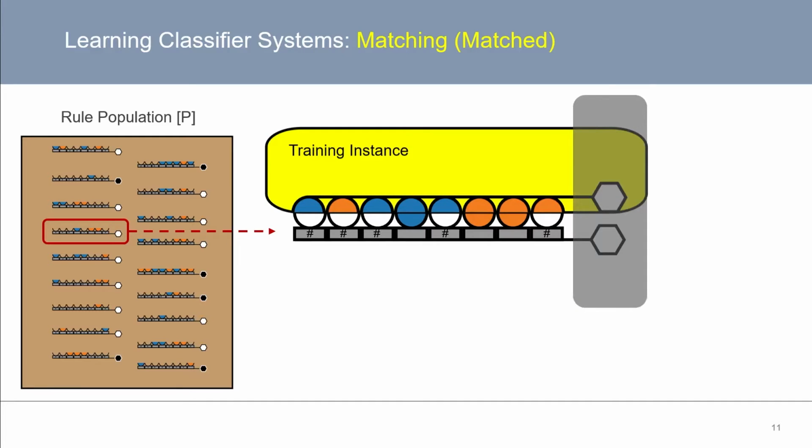The first thing to note is that during matching, we don't care about either the true class of the instance or the predicted class of the rule. Instead, we just focus on the rule's condition. Right off the bat, we know that all wildcards in the rule match automatically, so we can ignore them. And then we check each of the remaining specified feature values to make sure that they match. And in this case, they do, so this rule will be moved to the match set.